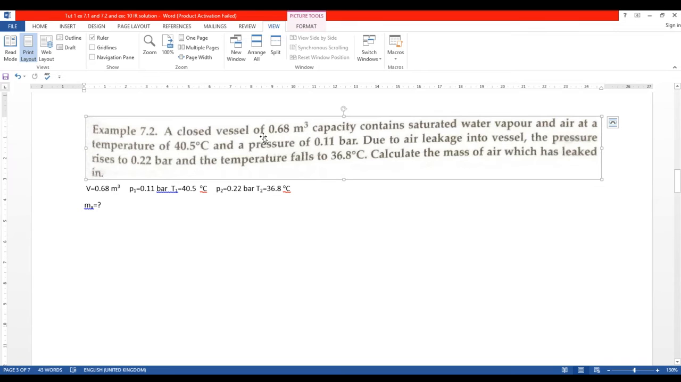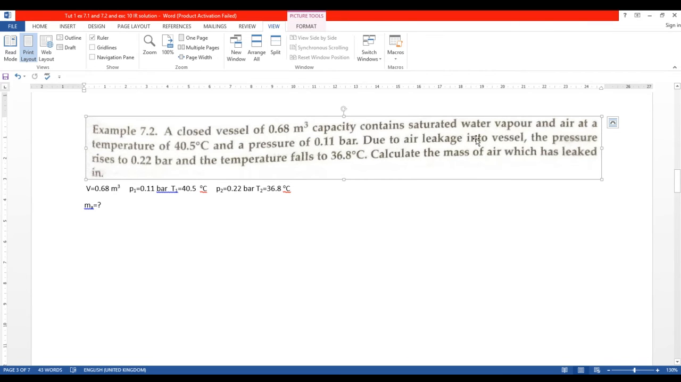capacity. It means this is the volume of the vessel. This vessel simply represents the condenser. So the volume of the condenser or the closed vessel is 0.68 meter cubed, so we can put V equal 0.68 meter cubed. It contains saturated water vapor, so it means saturated steam and air, at a temperature of 40.5. So we'll call it T1 equal 40.5, temperature of the mixture of air and steam in the condenser, and pressure of 0.11 bar, so we call it P1 in the condenser, 0.11 bar, and T1 40.5.